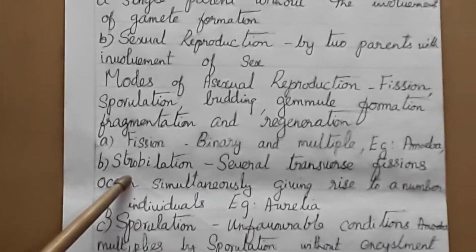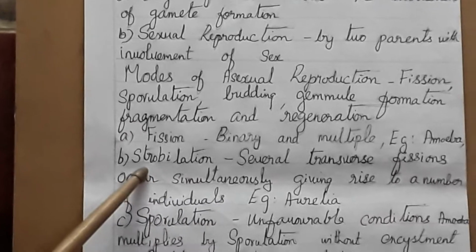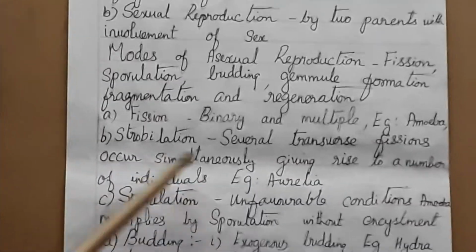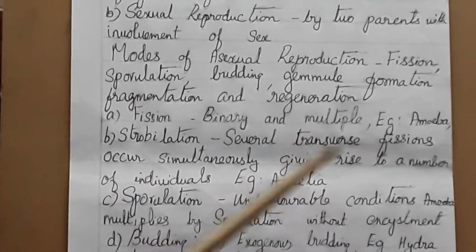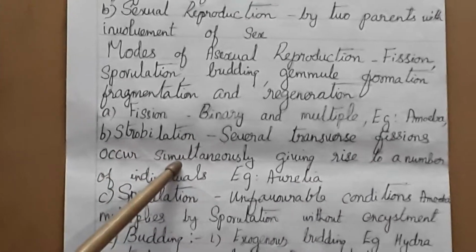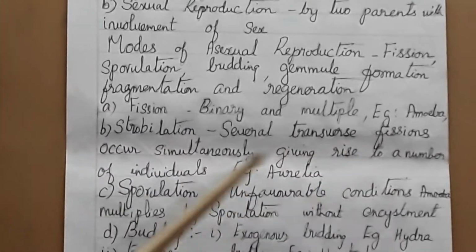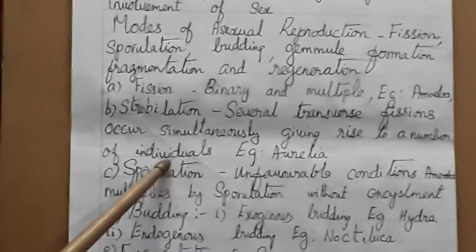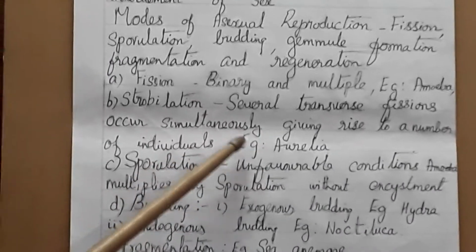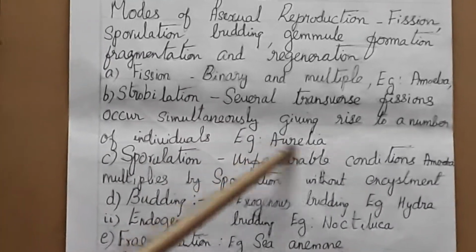The second method of reproduction is strobilization. Several transverse fissions occur simultaneously, giving rise to a number of individuals. This takes place in the animal called Aurelia.